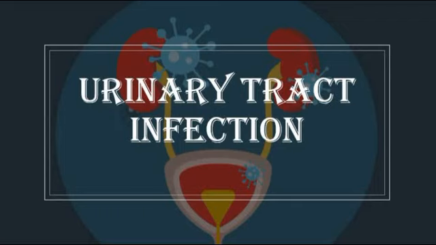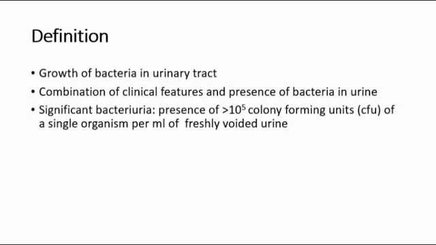In this video, I'm going to talk about urinary tract infection. The definition of UTI is the growth of bacteria in the urinary tract, or the combination of clinical features and presence of bacteria in urine. Significant bacteriuria means there's a presence of more than 10 to the power of 5 colony-forming units of a single organism per ml of freshly voided urine.